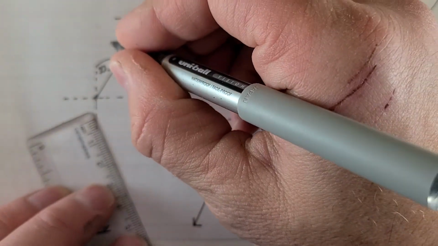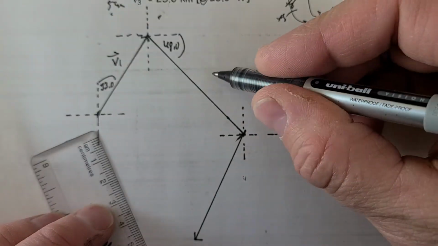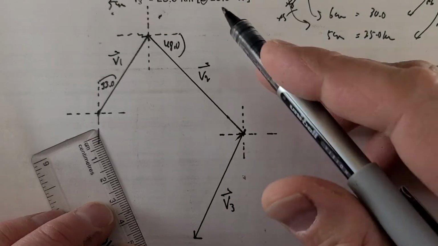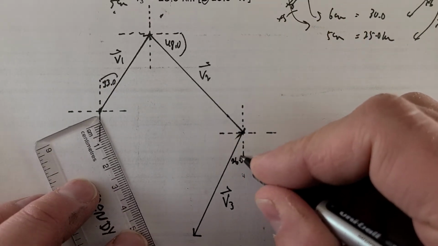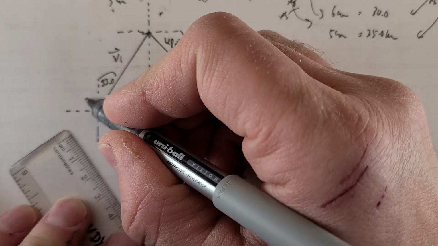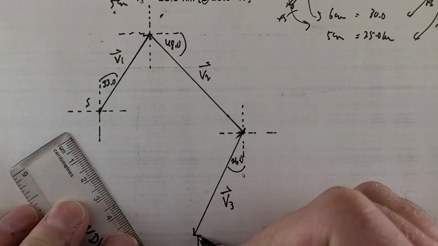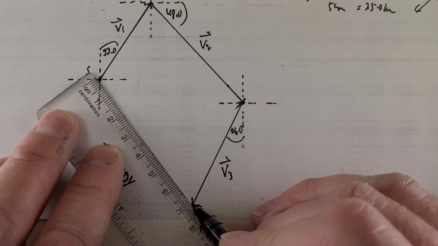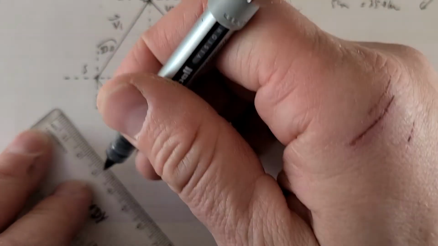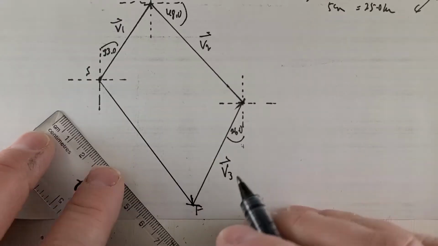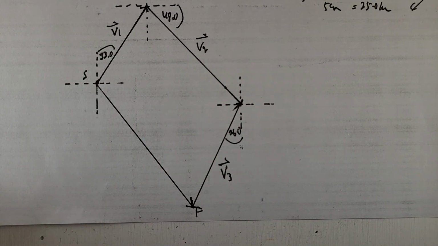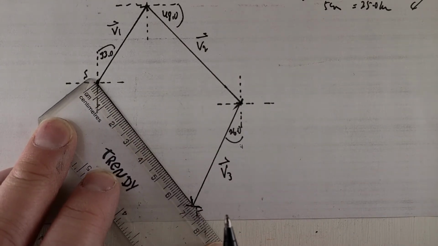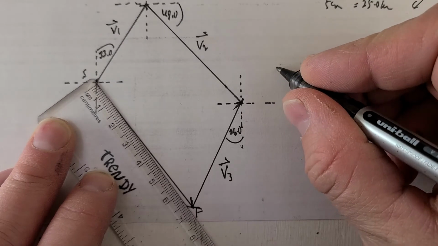So here's my V1, here's my V2, here's my V3. This angle here is 26. So I started here, went boom, boom, boom, finished here. So my resultant vector, of course, is from start to finish. So from start to finish, arrowhead is always at the finish. It looks something like that. And if I measure that, looks like I get about 6.9.